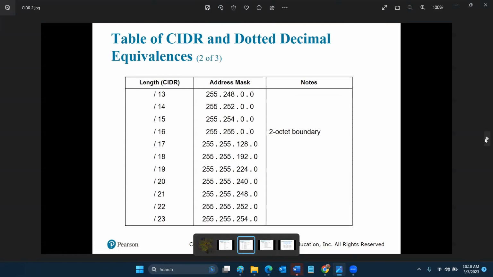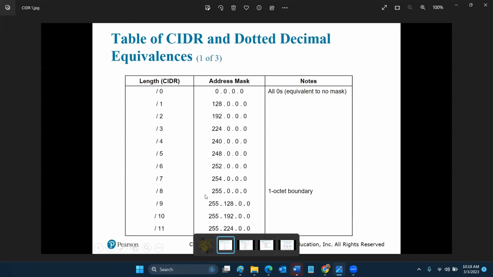Yeah. Okay. All right. So here's the progression: /13, /14, /15, 16, 17, and so on. /16 should be familiar, right? It's what they call the 2-octet boundary, right? So if you look, there's a 1-octet boundary. When you get to a /8, that's a class A network, but it's very wasteful. OMG, it is so wasteful. Okay. You can accommodate 10 million network connected clients.